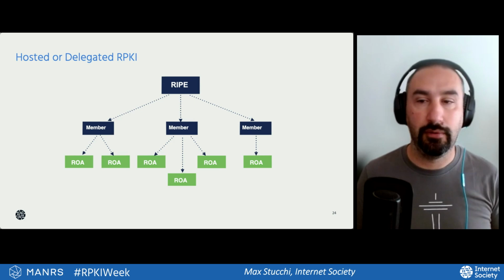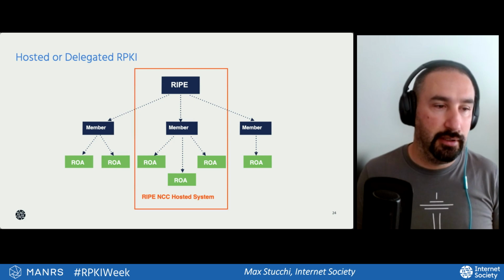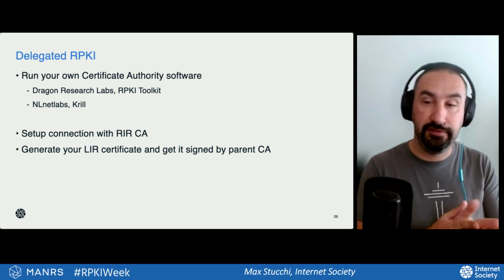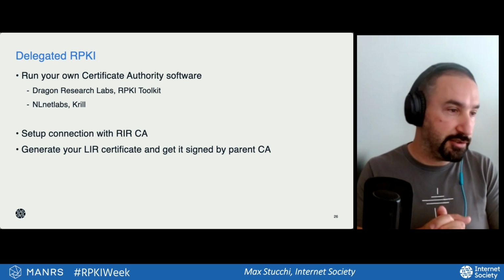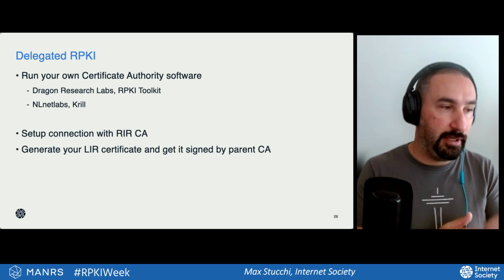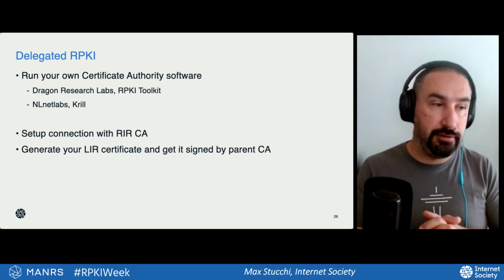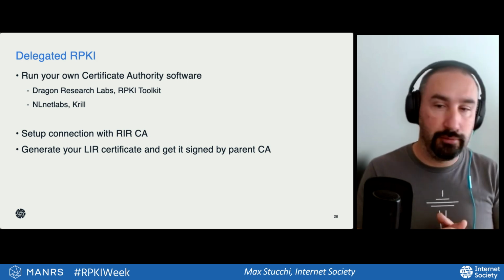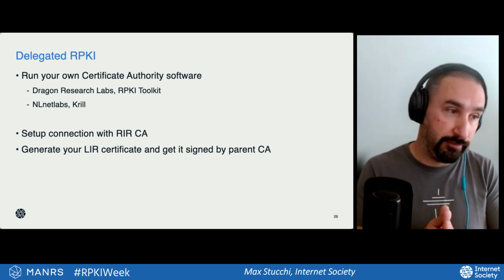then you might want to go for what's called delegated RPKI, where you run your own certificate authority software. There are two implementations available nowadays. One is from Dragon Research Labs called the RPKI Toolkit or RPKI.net, and Krill from NLNet Labs. If you were to start now, I would suggest you look at Krill, because RPKI.net or the RPKI Toolkit is a bit outdated at the moment. It doesn't even run on Python 3. It runs on Python 2.